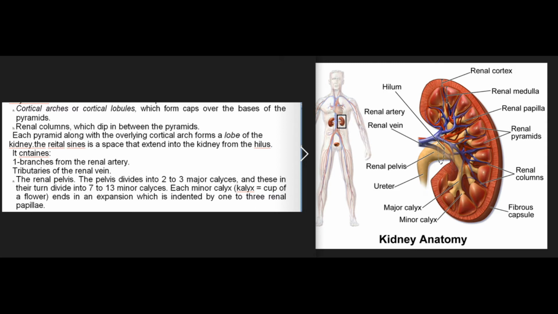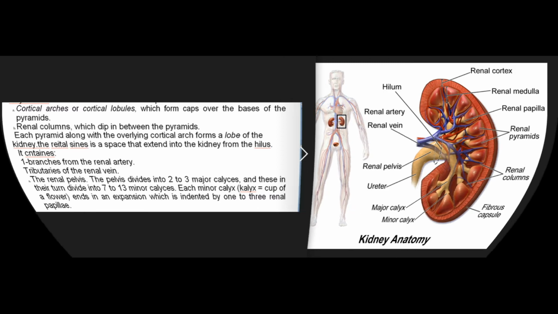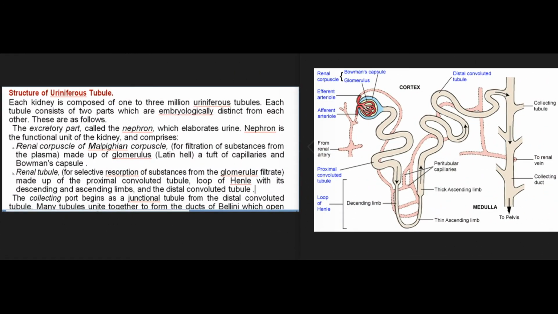Each minor calyx, meaning cup of a flower, ends in an expansion which is indented by 1 to 3 renal papillae. Structure of uriniferous tubule. Each kidney is composed of 1 to 3 million uriniferous tubules. Each tubule consists of two parts which are embryologically distinct from each other.